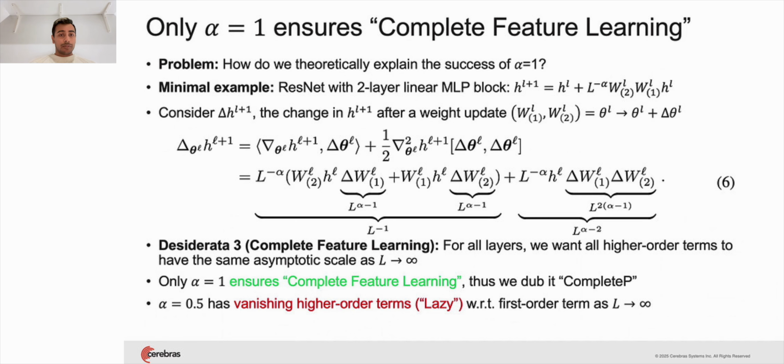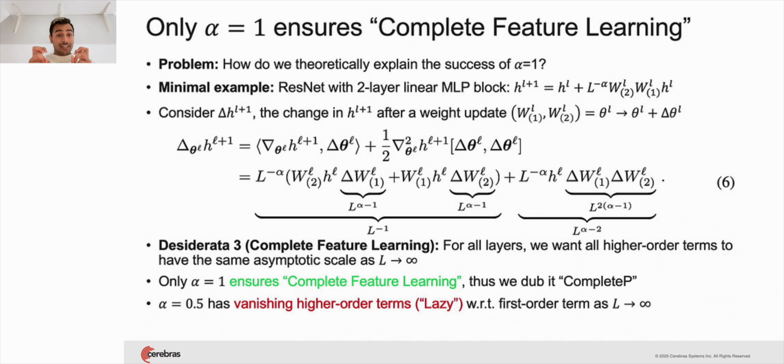Let's start with a minimal example, a ResNet with a 2-layer linear MLP block. If we consider delta h_{L+1}, the change in h_{L+1} after a weight update, we can Taylor expand this term. You can note that the first order term of the Taylor expansion has a scaling proportional to L^(-1), whereas the second order term is L^(alpha-2).